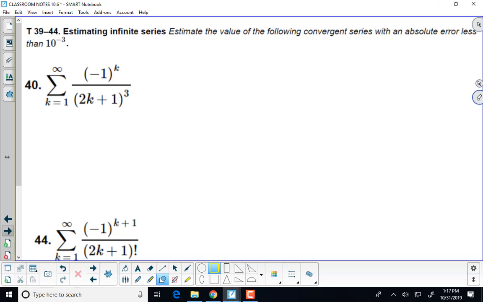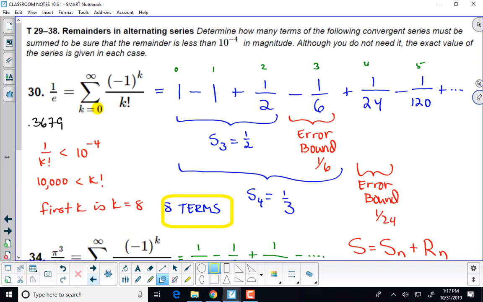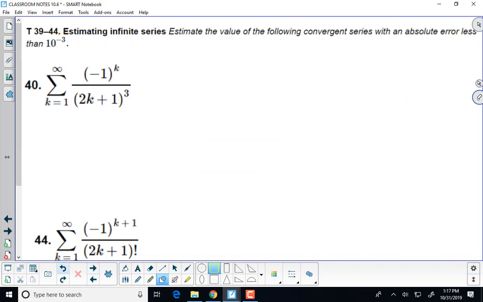So you guys ready to try one? So try this one. So this one, the error bound, we want to be less than 10 to the negative 3. And this one starts at 1, so you always have to think about where your series starts when you're trying to figure out how many terms you're adding. So 10 times 10 times 10, so 10 to the negative 3. So it was a 1,000? Yep, 1,000.